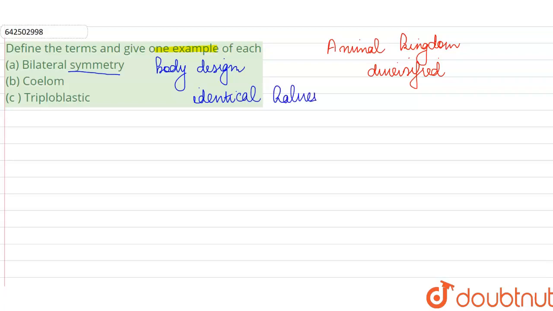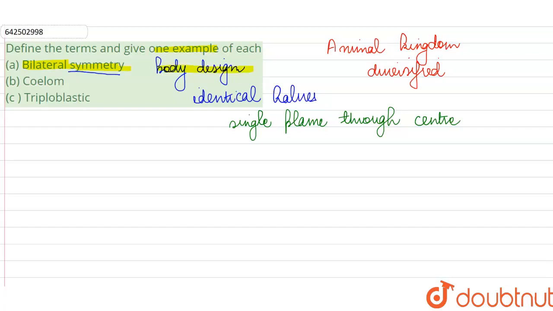So when we say that the body of an animal is bilaterally symmetrical, when we talk about bilateral symmetry, it means that there is a single plane passing through the center of this animal's body, along which, if we cut the body, it can be divided into two identical left and right halves. So bilateral symmetry means through a particular plane we can divide it into two equal parts. This kind of body design is called bilateral symmetry.